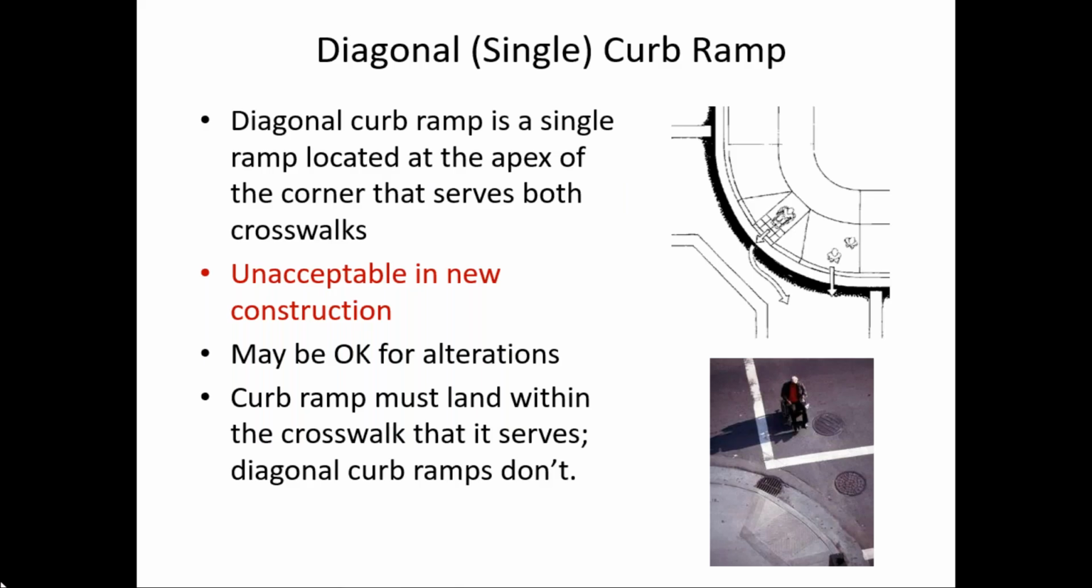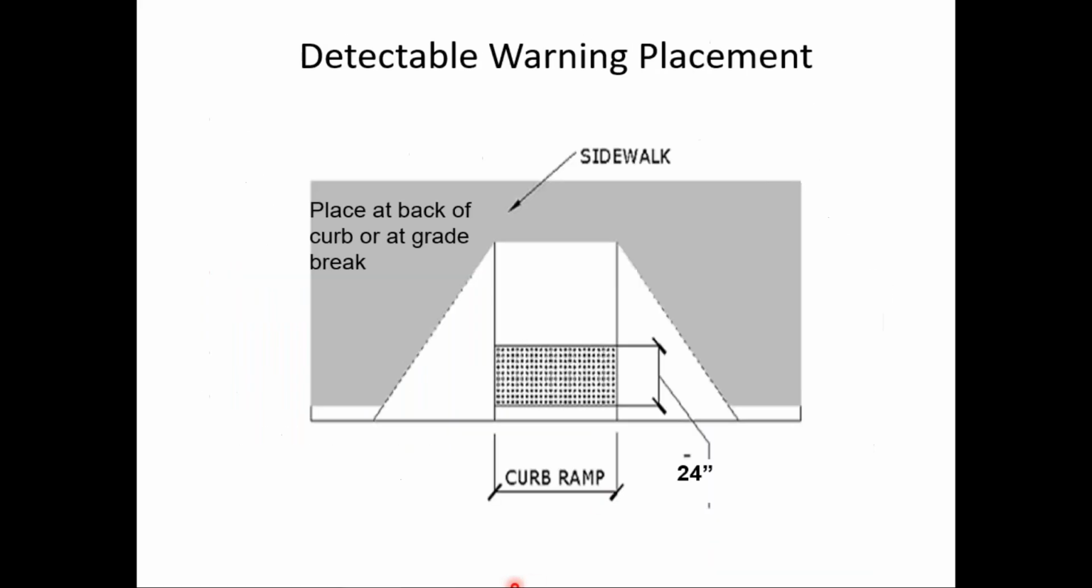And the main reason for this is that the curb ramp needs to land within the crosswalk that it serves. And as you can see from the photo here, notice with diagonal ramps, that's not the case. This individual in the wheelchair has to leave the protection of the crosswalk to get lined up with the ramp. And in fact, traffic is coming from his back where he can't keep an eye on it. That's very disconcerting.